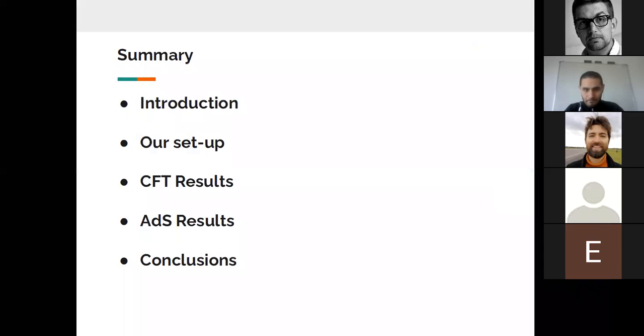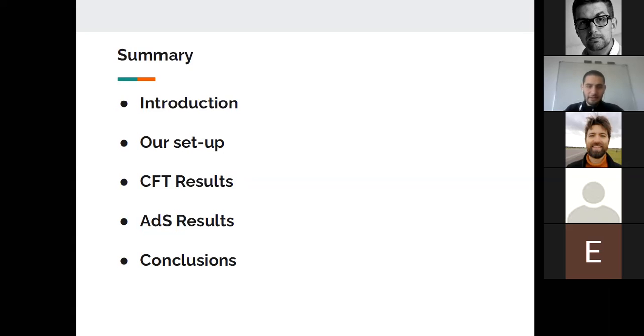Let's begin. Let's start with a summary of what we will do. I will try to give first an introduction on the objects we're going to deal with, mainly modular Hamiltonians and a little bit of Tomita-Takesaki formalism. Then I'm going to describe as detailed as I can our setup. And when our setup is clear, I think our results will also be easy to understand, and why we approached the problem in the way we did.